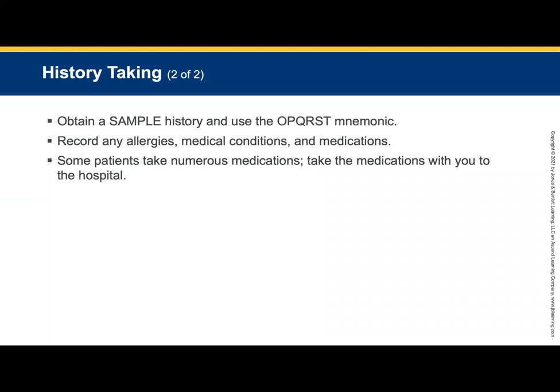So histories, obtain a SAMPLE history. So these are the mnemonics that I'm telling you are going to be important. SAMPLE, it's S-A-M-P-L-E. So that is signs and symptoms, allergies, medications, past pertinent history. What is important? What was the very most important thing that happened in your medical history? Last oral intake, the last time you ate, and events leading up. That's the way I was taught it.